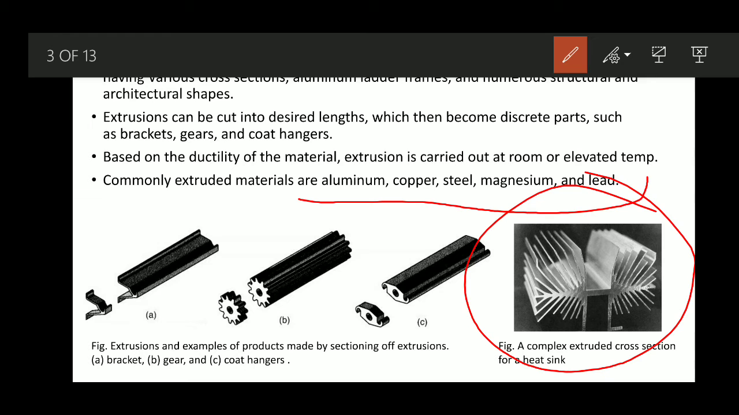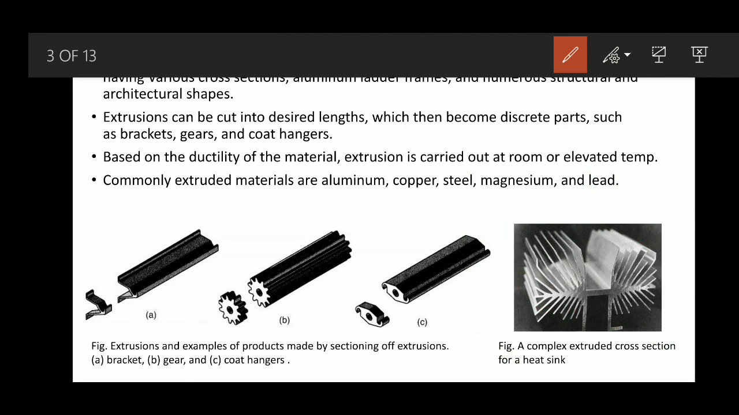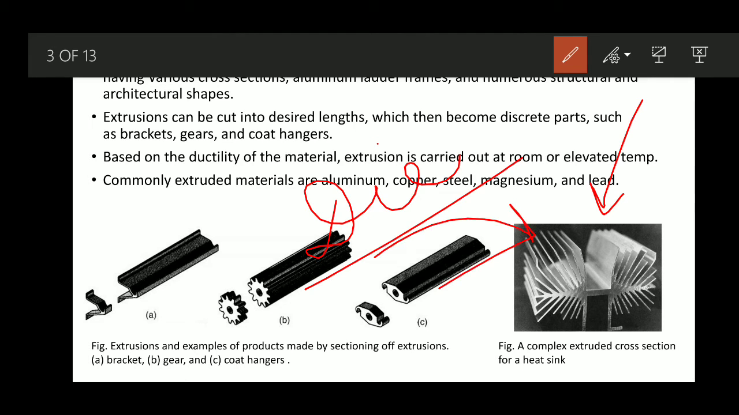If you see the cross section of this particular heat sink, you can see various fins. This product is acting like a heat sink. From this shape you can easily see it's a complex shape, not a very regular or easy shape. This kind of complex shape can also be very easily produced with the help of the extrusion process. But the requirement is the initial die having the required cross section as the opening. So that die will look somewhat like this.